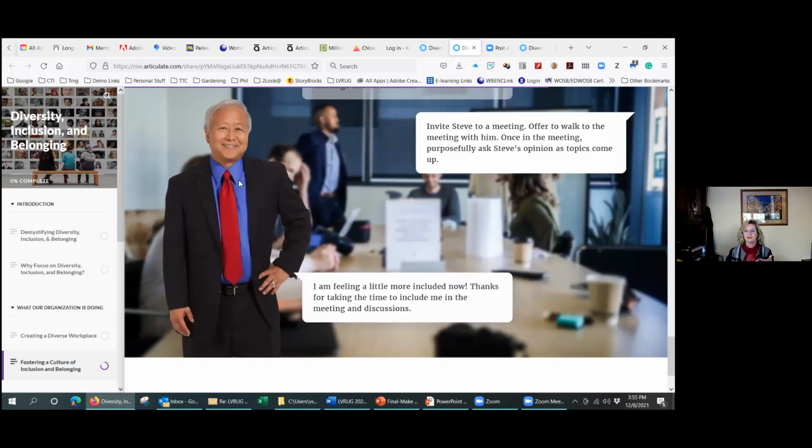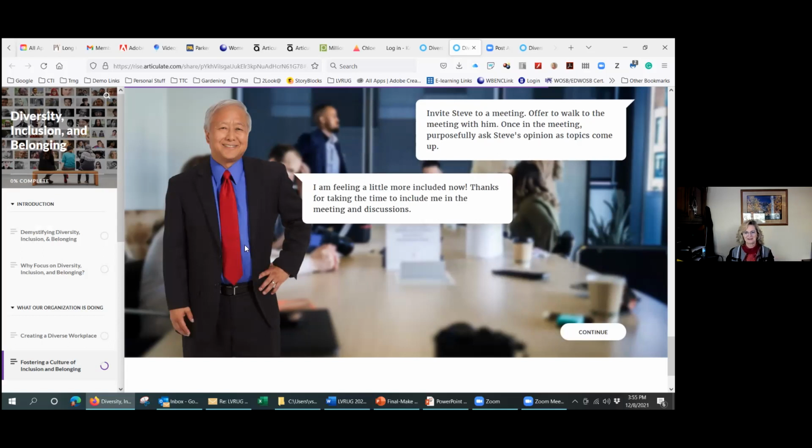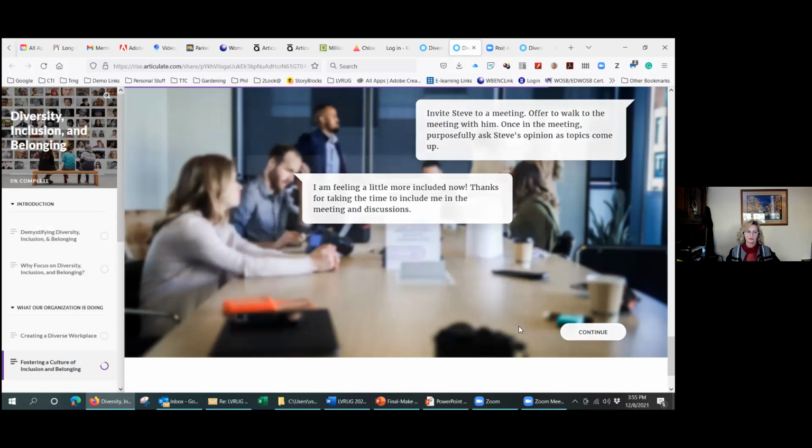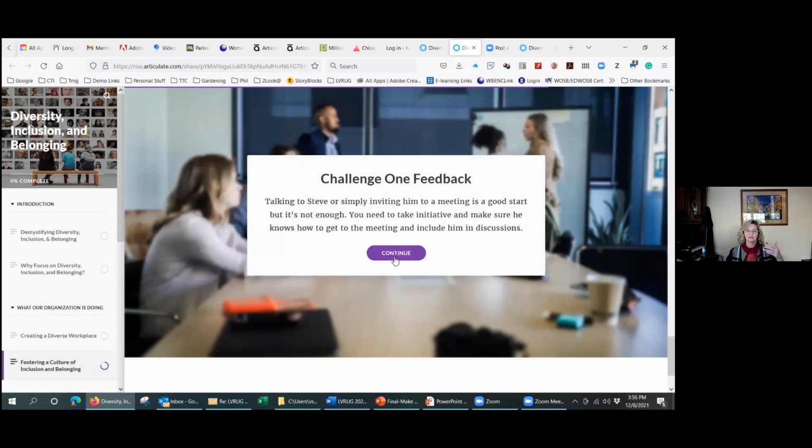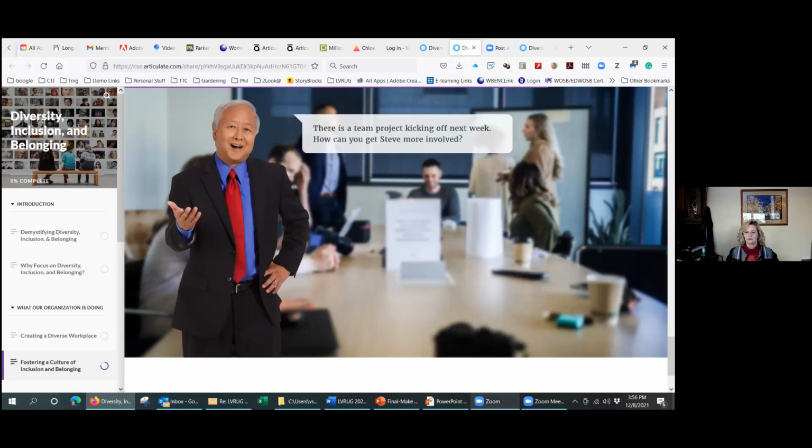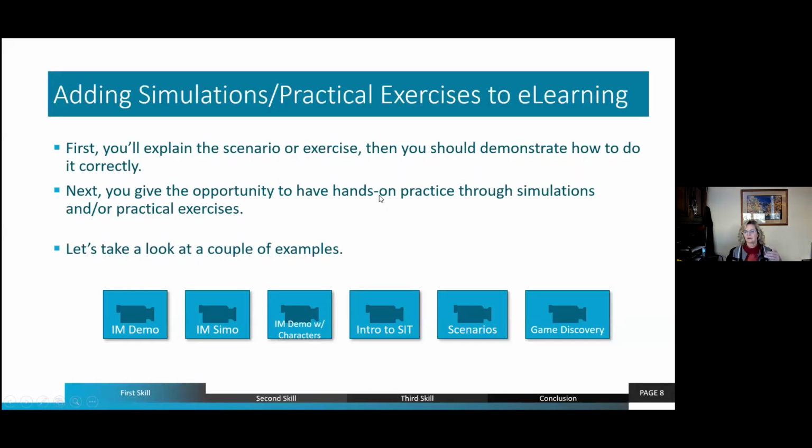And now Steve is a little happier. He's smiling. He's feeling more included now. Thanks for taking the time. And you go through and build this scenario and it continues going on. So again, that's the type of thing where you're getting engagement by setting the scene for a real scenario. You can do that whether it's with a system or a different kind of topic. Maybe it's what your process is and talking about and teaching that. So you can do lots of different things with that.